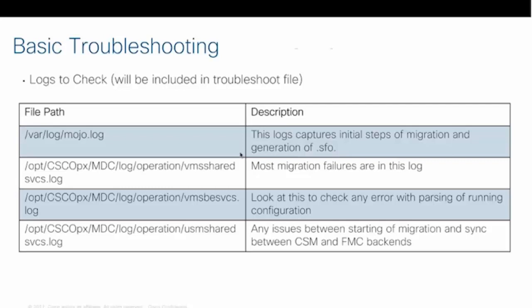Another log to check is the USM shared SVCS logs. So if there is any issue happening in the migration tool backend, like for example, if the CSM process which is responsible for the migration activity has some issues syncing up with other backend process running on the system, then those errors will be listed under this logs.